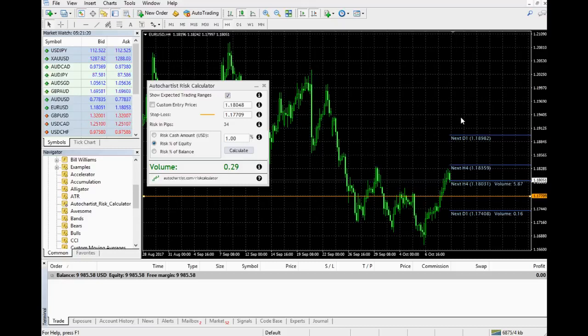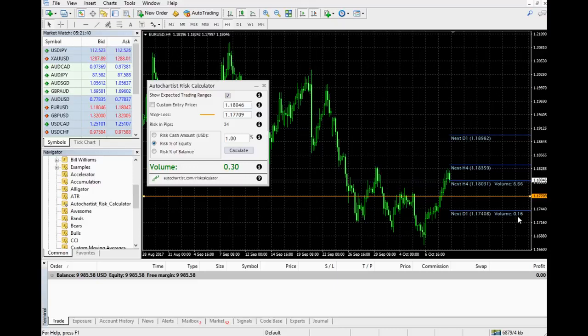You'll notice how the position size is specified on each level. In this example, to risk 1% of my capital, with an entry at the current price and a stop loss at 1.74, we need to set a position size of 0.16.